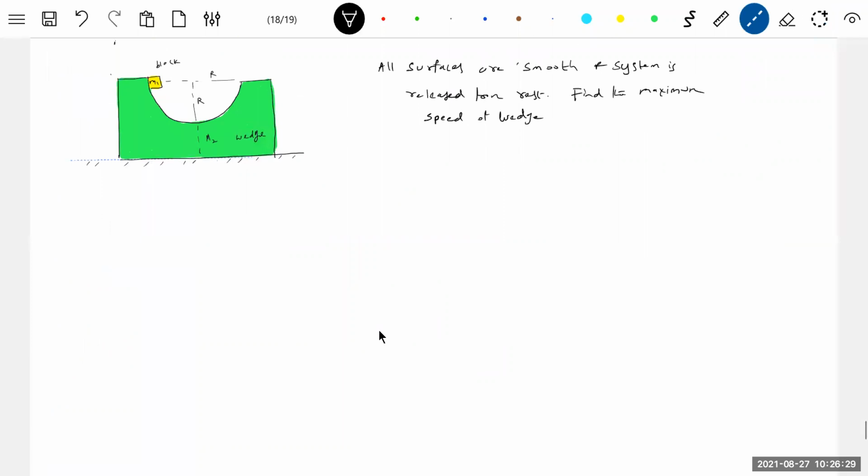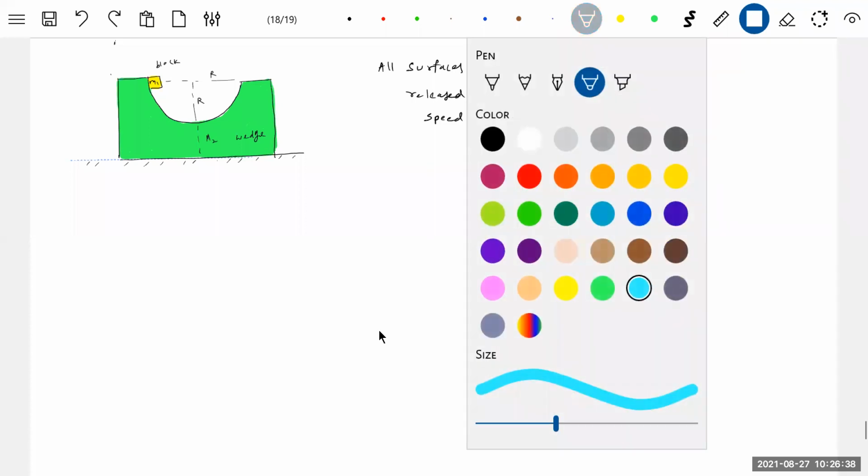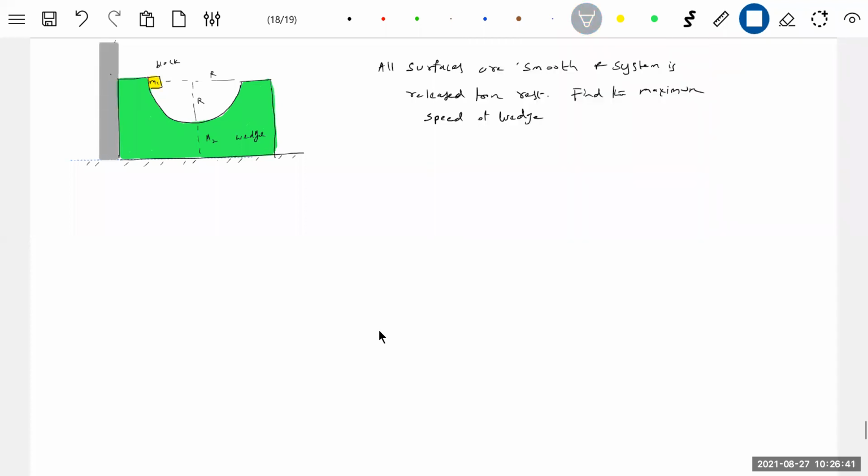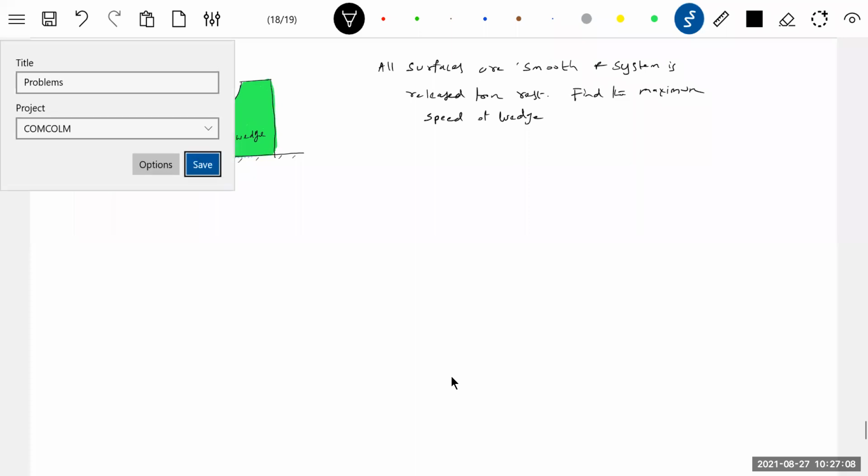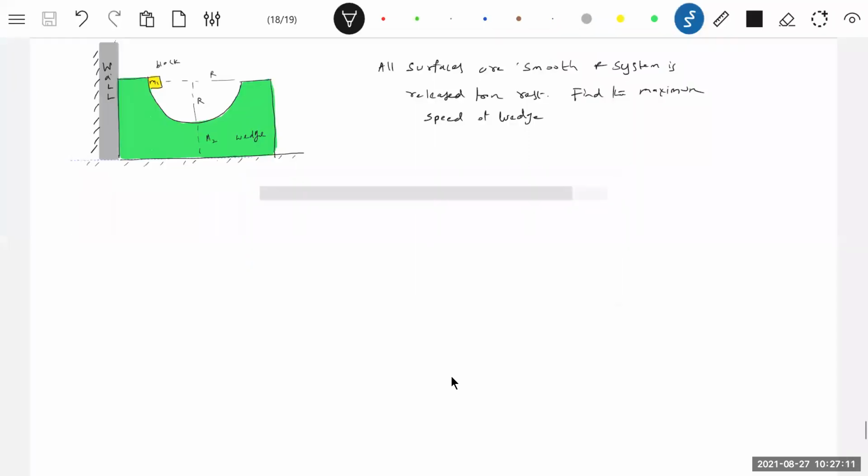There's a wall, I think. Okay, there's a wall. A wall will usually be fixed. Wall means it will not move, no? So I want the maximum speed of the wedge. I think within 3 minutes you can really work it out. 3 minutes is sufficient because I just now gave the basic idea.